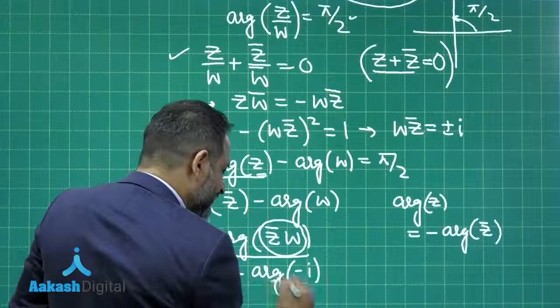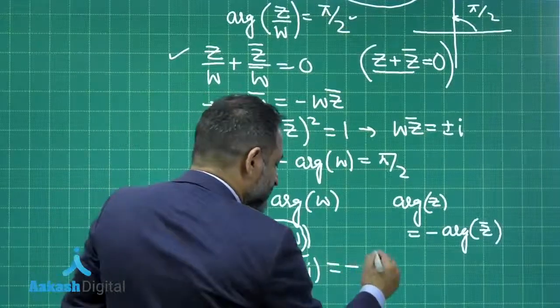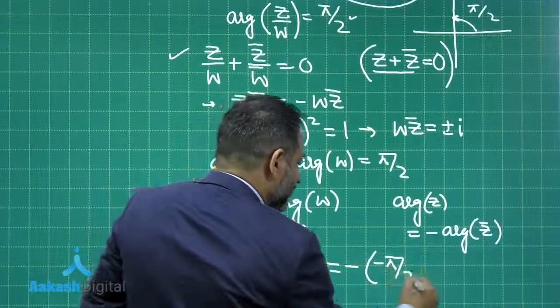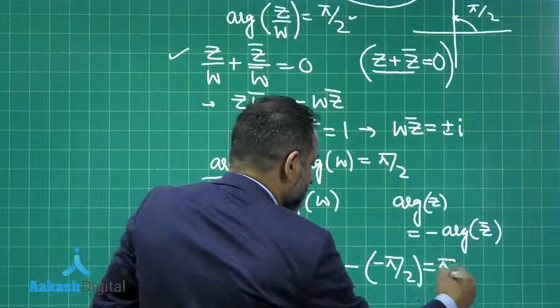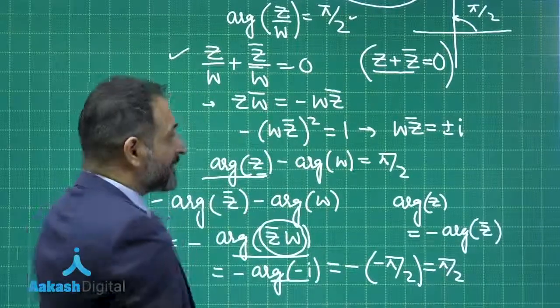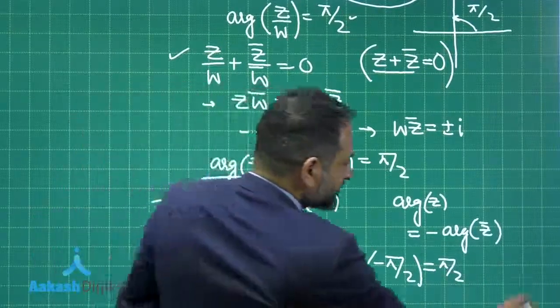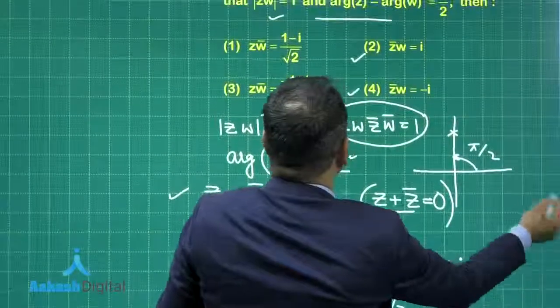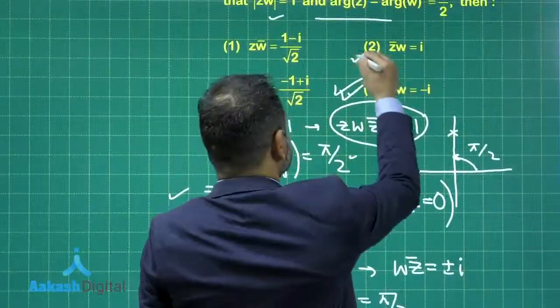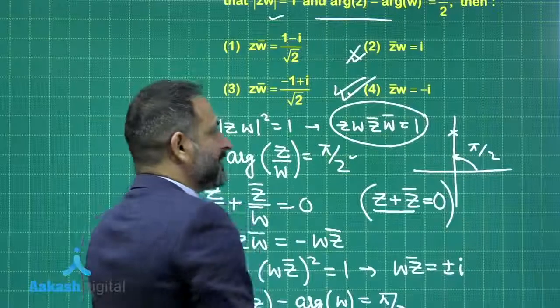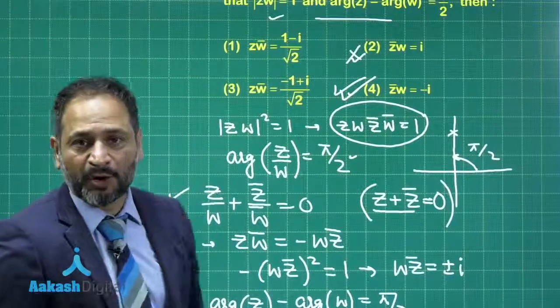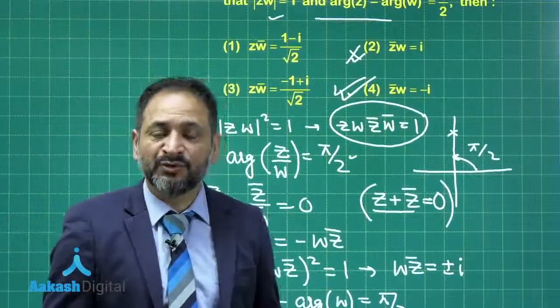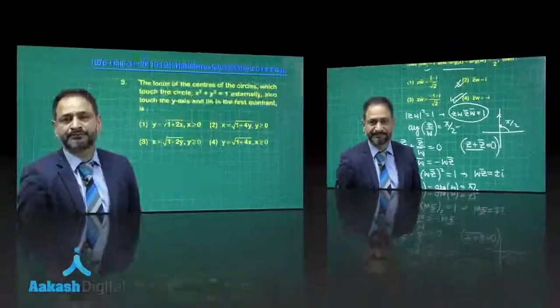you can see the argument of this is minus pi by 2. So definitely this is the value which is going to satisfy. So the correct option is minus iota. So let us see which one is the correct option. It is the fourth one. This is not actually satisfying. So fourth is the correct option for us. Let us move to the next problem.